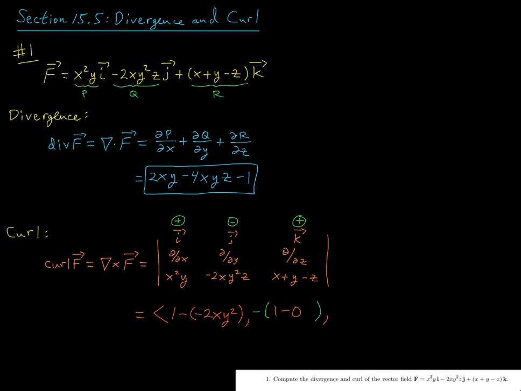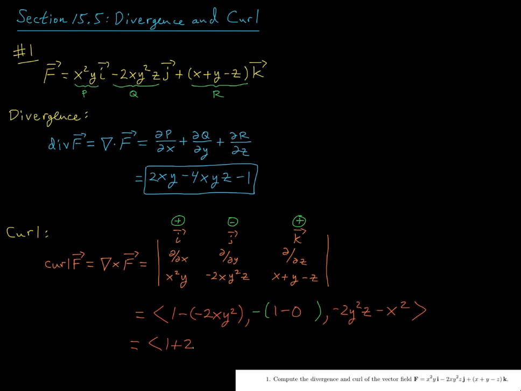Then for the k component of the curl, I'm going to take the determinant of the 2 by 2 matrix that results from deleting row 1, column 3. I do the x derivative of this expression, so that's minus 2y squared z, and then I subtract from that the y derivative of this, so I'm subtracting x squared. There we go. Cool.